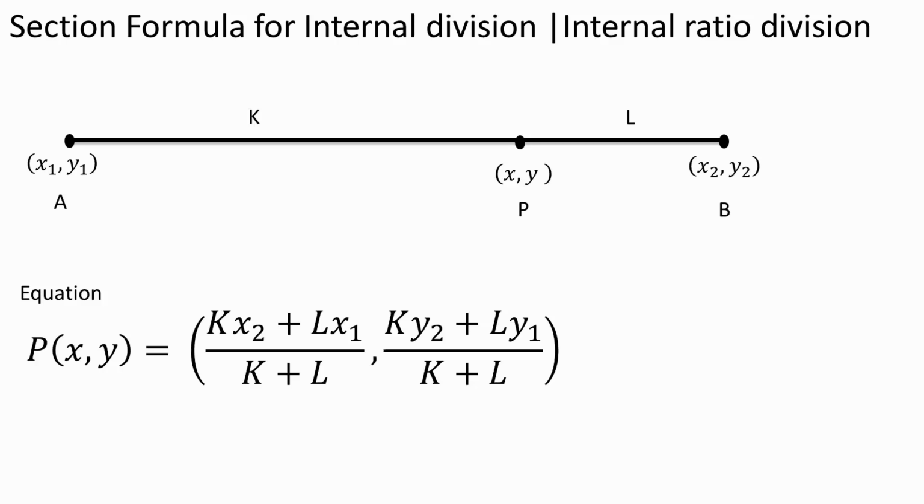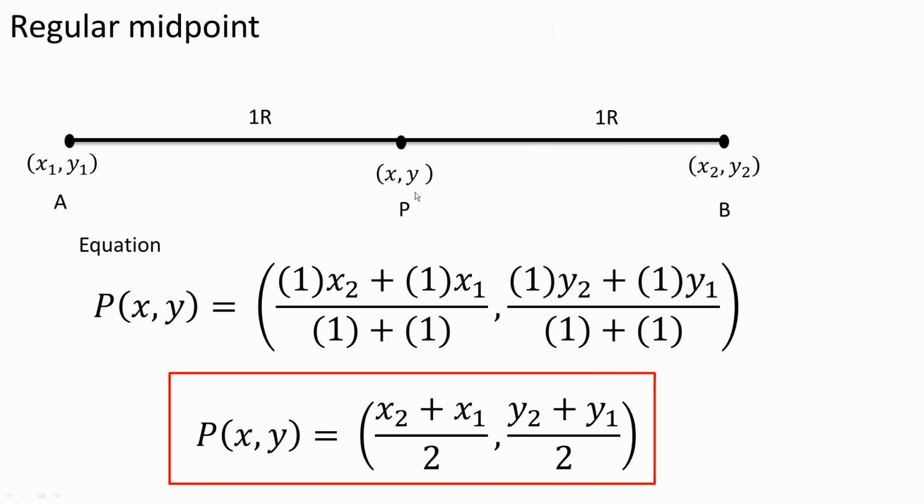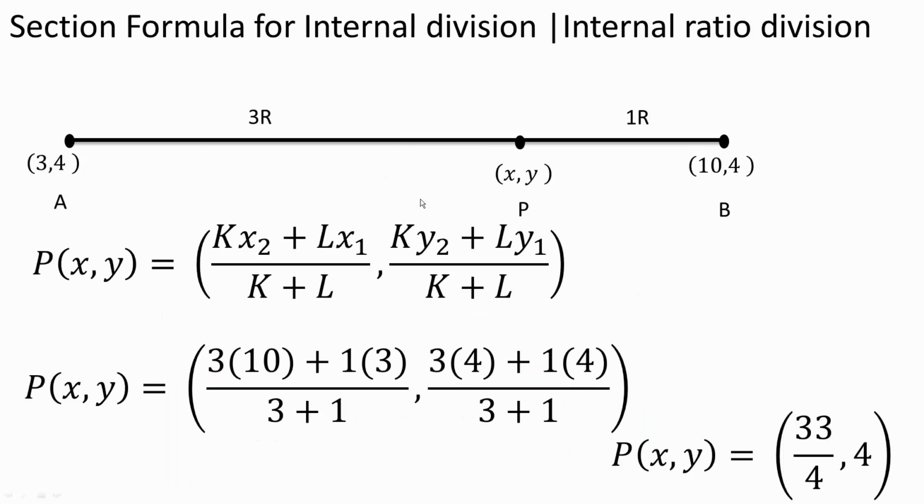Now, before I go over a concrete problem and actually derive this equation, let's just think about a regular midpoint. Let's imagine that P is right in the middle. What would that mean? That would mean that K and L are equal. They're both 1 to 1. The ratio is 1 to 1. So K is 1, and L is also 1. And if I use that equation that we saw earlier, I put K is 1 and L is 1, we would get x2 plus x1 divided by 2, y2 plus y1 divided by 2. A regular midpoint equation.